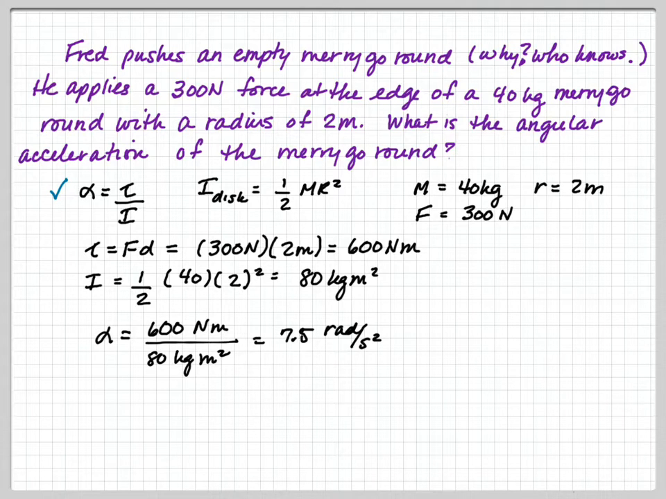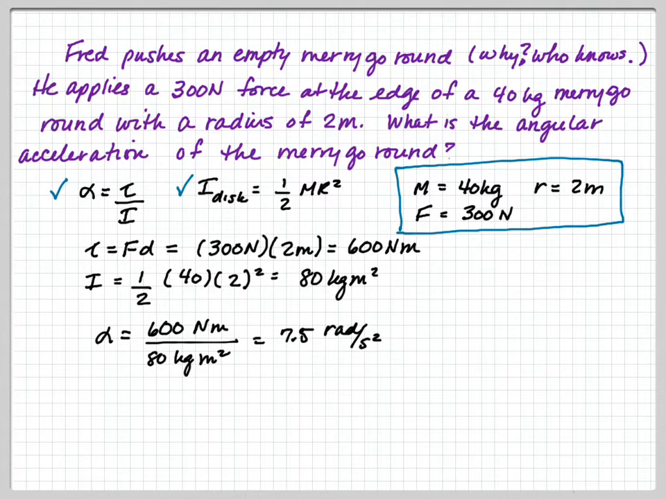And we have gone to the list and looked up the moment of inertia equation for a disk, because a merry-go-round is basically a solid disk. We have, from our problem, the mass, the radius, and the applied force.